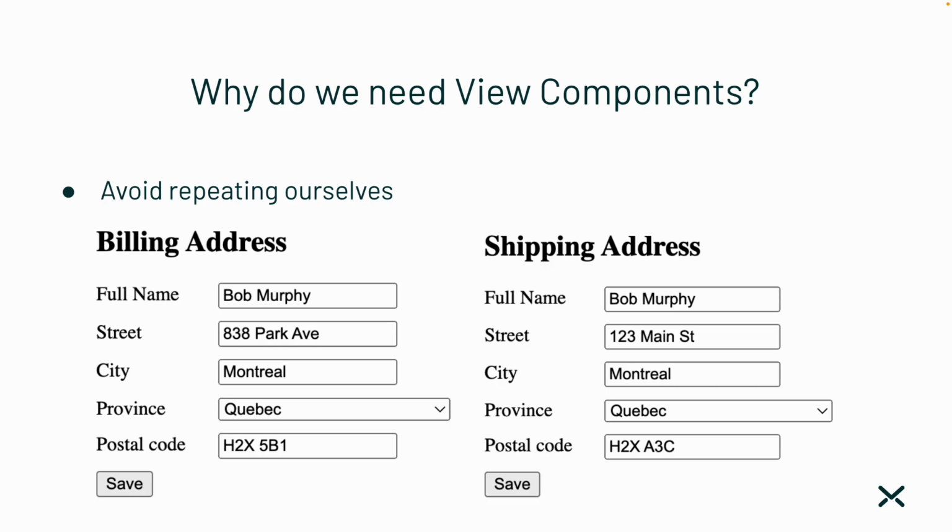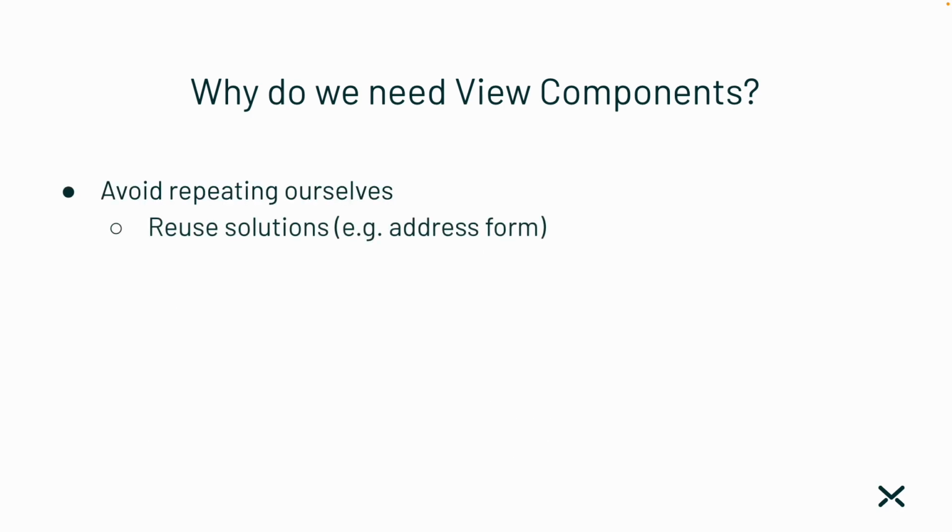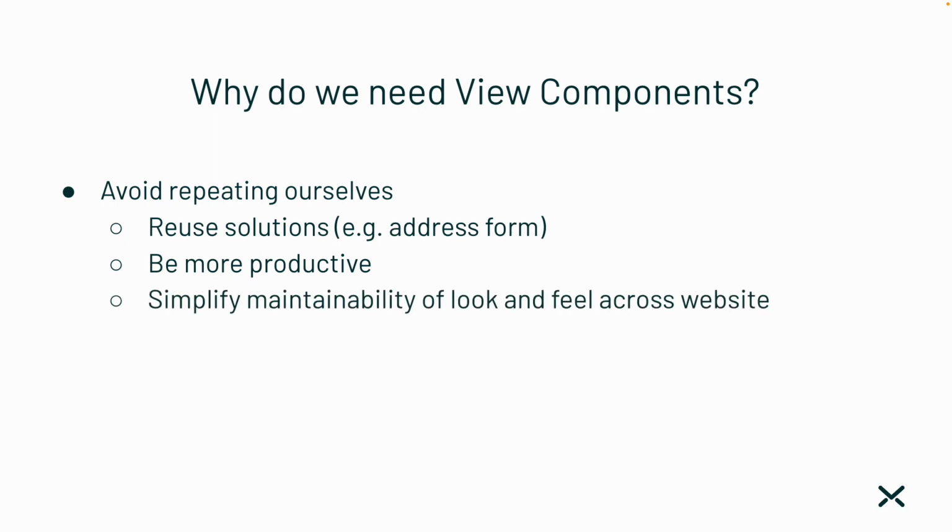Also, we want to avoid repeating ourselves. A very common Vue component is an address form. Often you would see a billing address form and a shipping address form. We don't want to repeat ourselves by writing the code twice. We want to instead create a Vue component that's an address form and then reuse it. So reuse solutions like an address form, and be more productive by being able to reuse solutions instead of having to rewrite them every time. Simplify the maintainability of the look and feel of the website by simply updating one component. If it's used in 20 places, it'll get updated automatically in all of those 20 places.